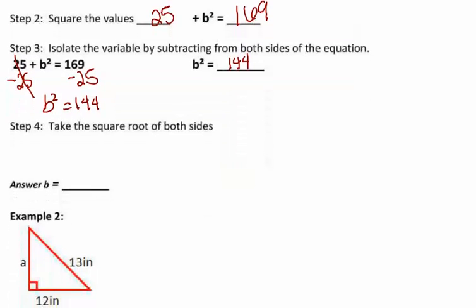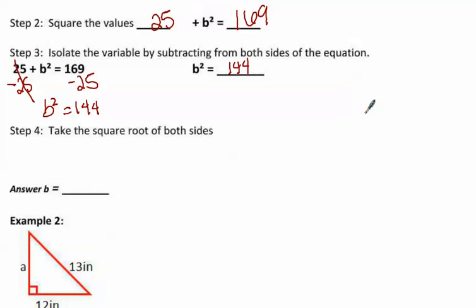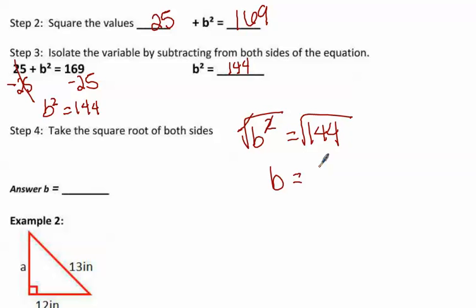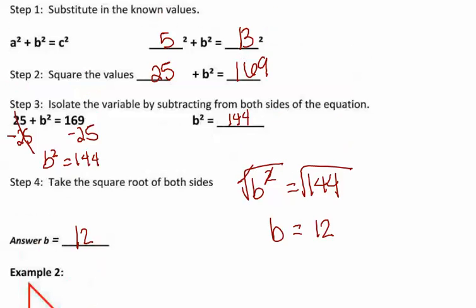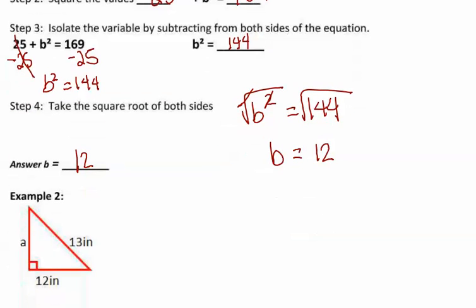And as we talked about in the previous video when finding c, you want to take the square root of both sides because the square root and the power cancel, leaving you with just b. Square root of 144 is 12. So your solution would be 12 inches.